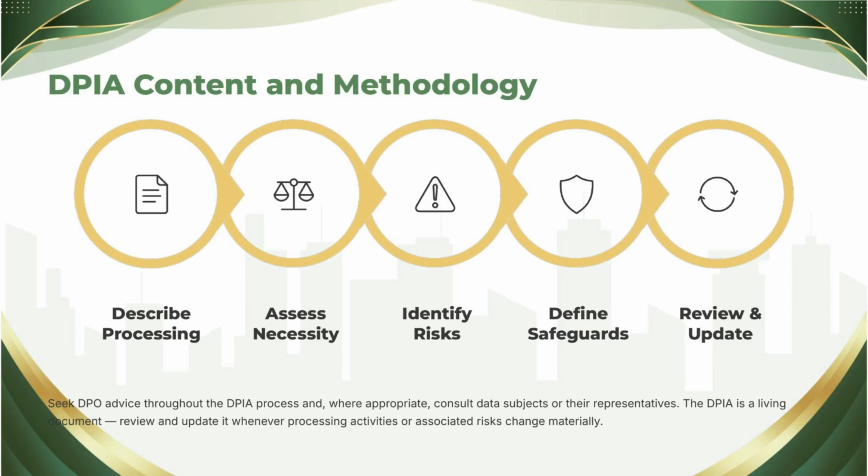Element 4. The measures envisaged to address those risks. Safeguards, security, and mechanisms ensuring protection and demonstrating compliance. Each significant risk meets its mitigation. Pseudonymization here, access restriction there, human review of automated outputs, shortened retention, transparency enhancements. The residual risk after measures is your headline conclusion, and it decides what happens next, as the final slide reveals.